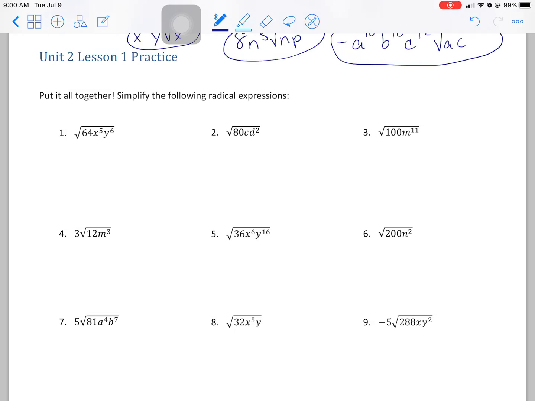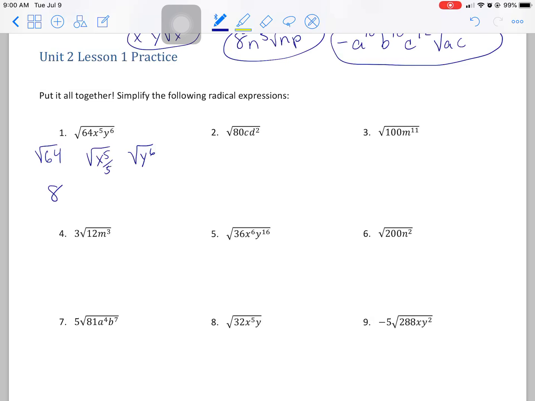All right, this is Unit 2, Lesson 1 practice, on the last page, page 3 of the lesson. So we just want to simplify these radicals. I like to think of every part of this separately, so I break it down to every term that's in there, every part of this one term. I pull it out. So 64 is a perfect square of 8, right?